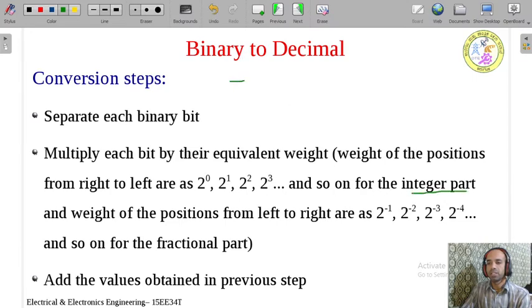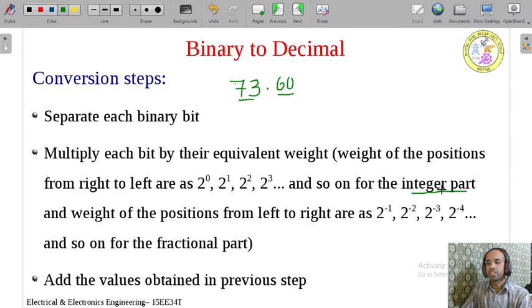What is the integer part? For example, if I am having a number 73.60, this is called the integer and this is called the fraction. Integer part is there and fraction part is there.